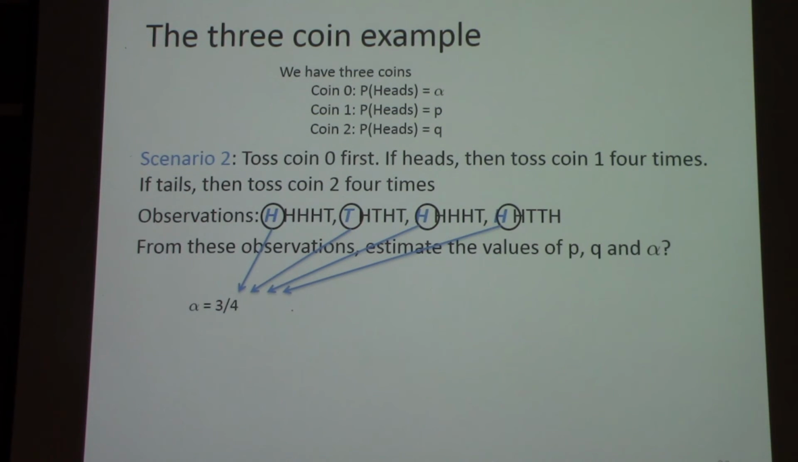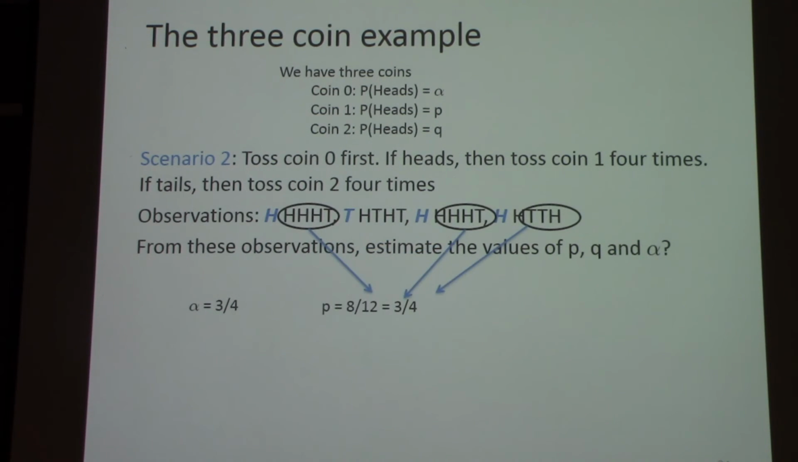But as many of you said, the values of alpha, p and q can just be obtained by counting. There are 4 tosses of coin 0. 3 out of those 4 are heads, so alpha should be 3/4. Coin 1 is tossed 12 times and 8 of them are heads, which means p is also 3/4, and q is a half. Right? So if I knew what the coins were, in this case, fully labeled data.